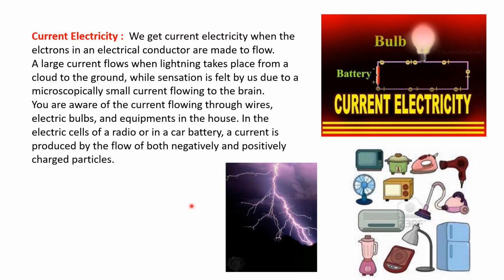So you are aware of the current flowing through wires, electric bulbs and equipment in the house, the variety of electrical gadgets we are using at our home. So in the electric cells of a radio, a current is produced by the flow of both negatively and positively charged particles. You can see here how the current is flowing from the conductor. By the glowing bulb, you can understand that the current is flowing in the conductor.